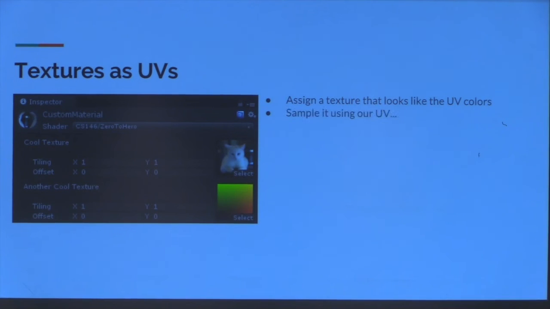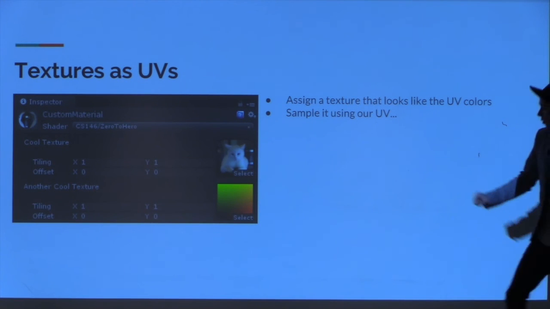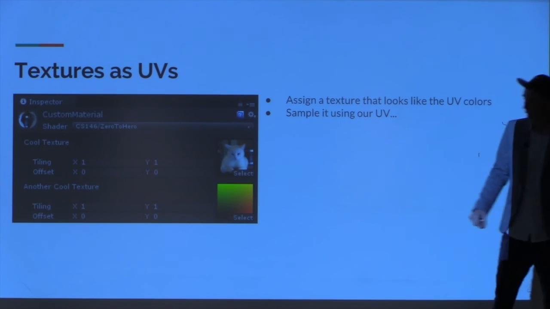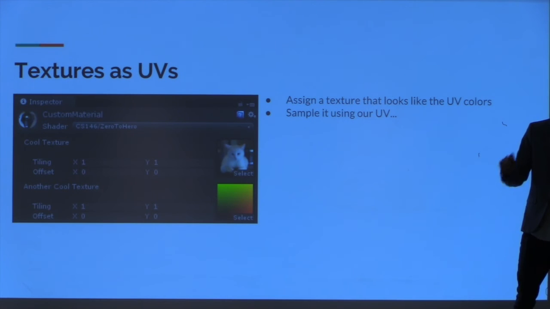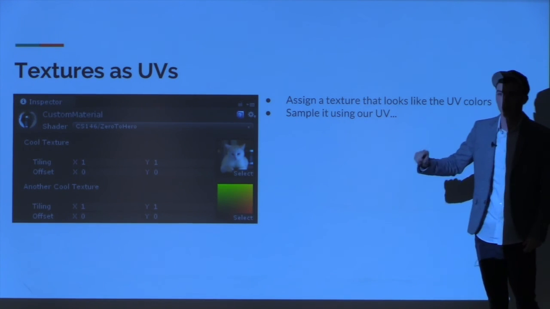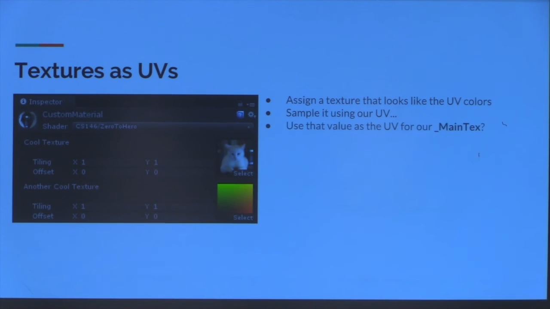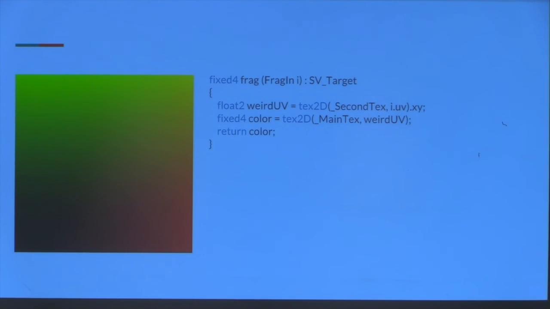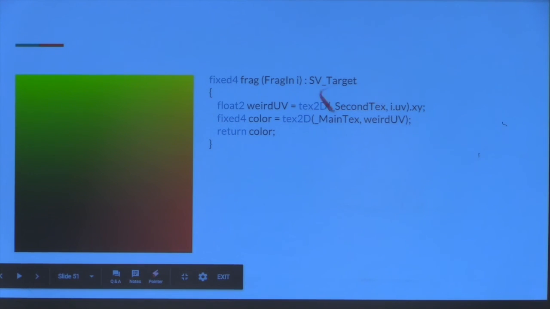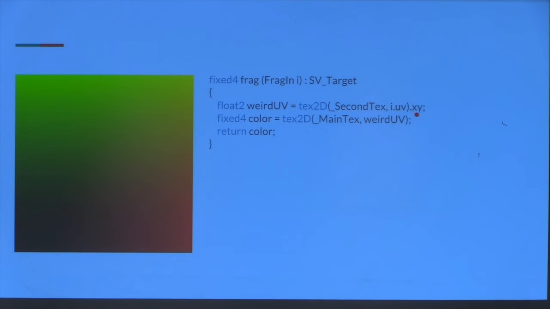Assign that texture that looks like UVs, and then what we're going to do is sample the bottom texture here and use the value we get back from it, the red and green value, the X and Y value. We're going to use that to sample the cat. So let's go take a look at what that looks like. You can see we first set up our weird UV here, which is sampling our second texture. You can see I'm doing something here that's a little bit strange. I'm calling it XY.